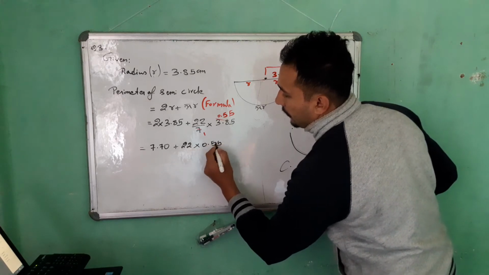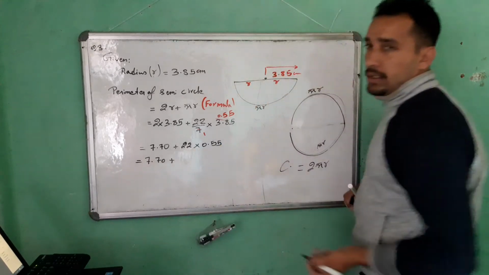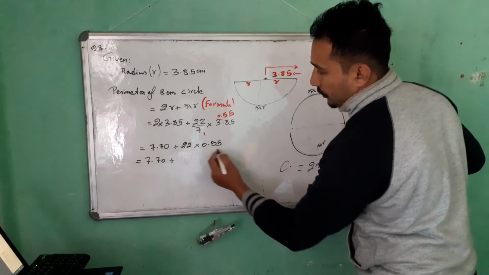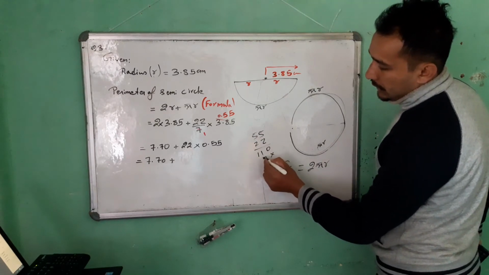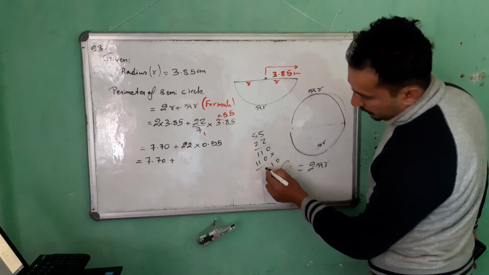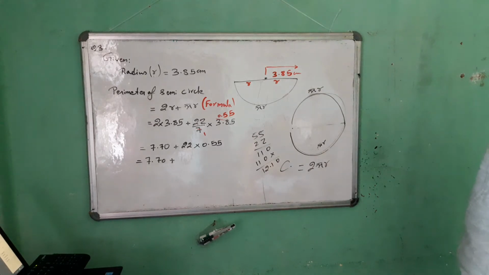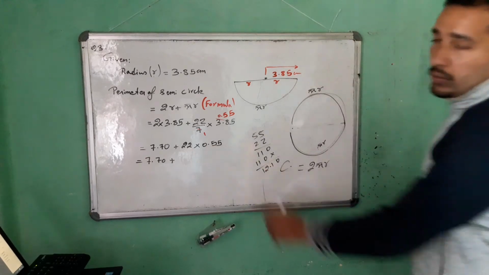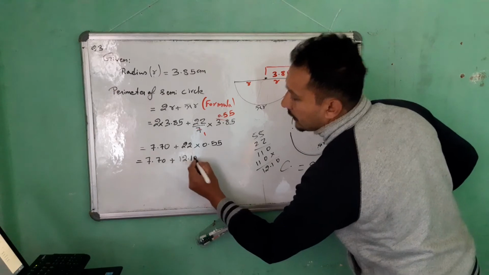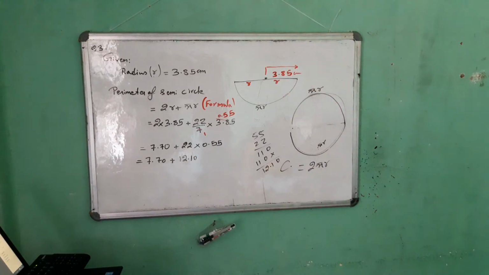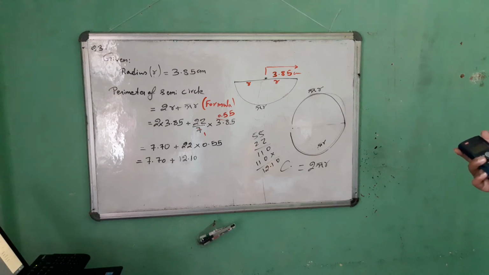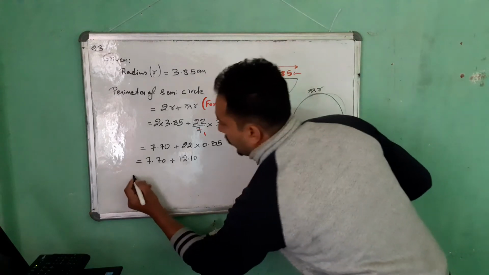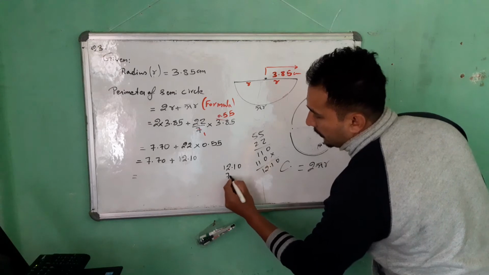22 into 0.55. So 7.70 plus, you multiply 22 into 0.55. 22 into 55 will be how much? 55 into 22. 2 5s are 10, 2 5s are 10, 11, 0, 1. 1 plus 1 is 2, 1. The point will be here. It will be 12.10 because the decimal is after 2 digits. Okay, 12.10 divided by 7. So if you add this, 7.70 plus 12.10 will be equal to how much?